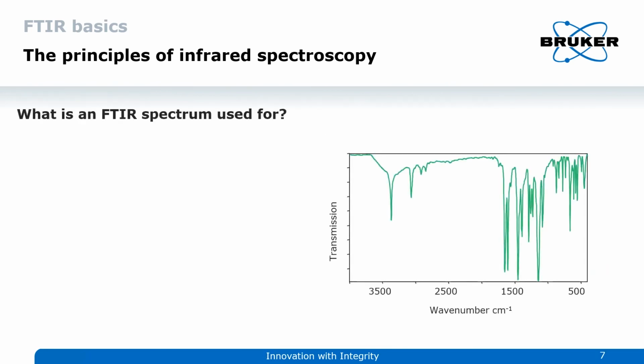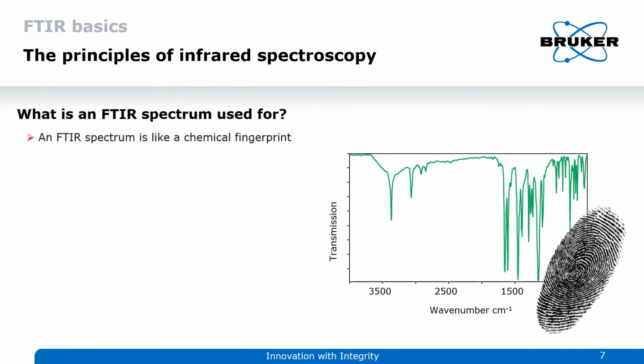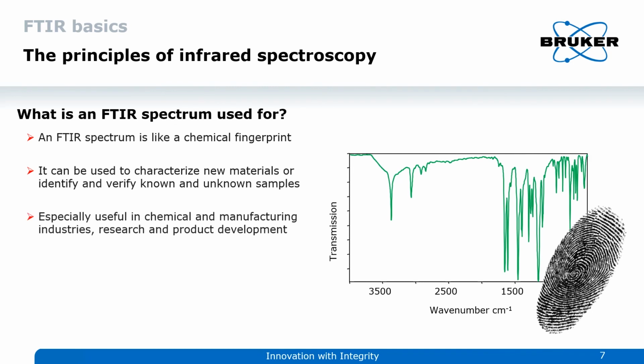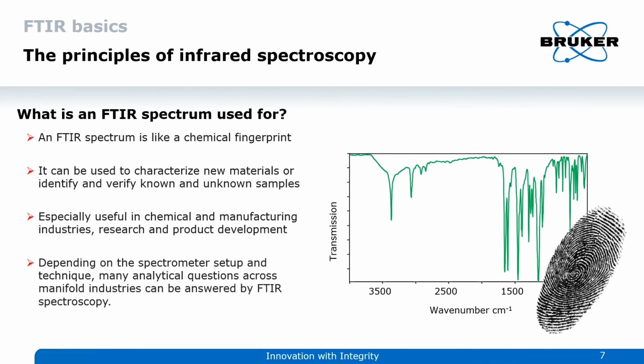But what can we do with it? A lot of things, actually. An FTIR spectrum is like a chemical fingerprint. This enables chemical identification of a variety of samples and is frequently used to characterize material properties and verify known and elucidate unknown samples. It is utilized by many industries, but is especially useful whenever chemical information needs to be obtained straightforward in a short amount of time. FTIR is extremely versatile depending on your spectrometer setup and measurement technique used. Various applications are feasible and many different analytical questions can be answered.